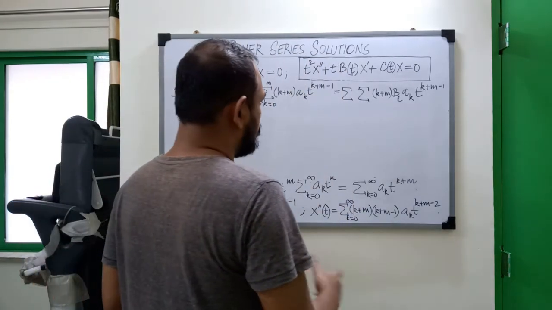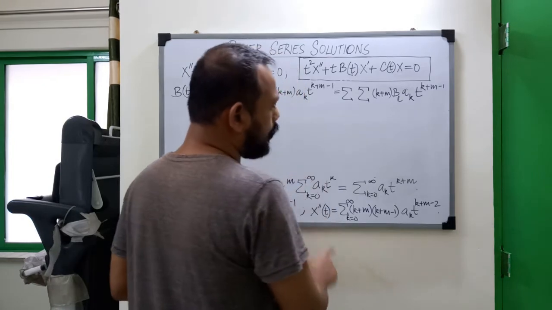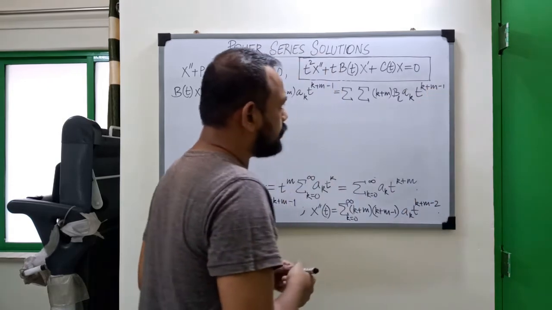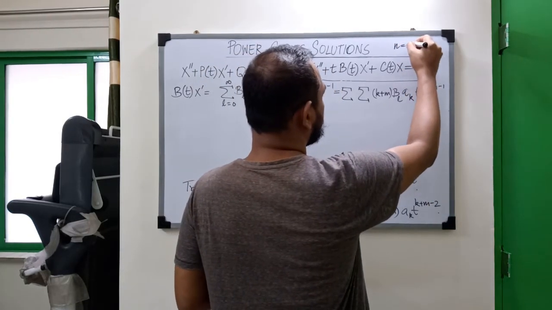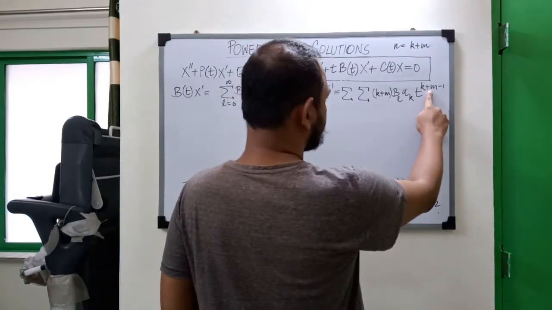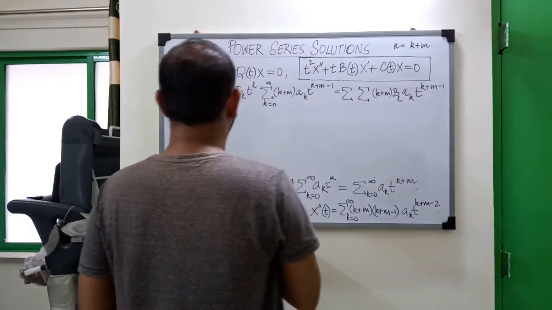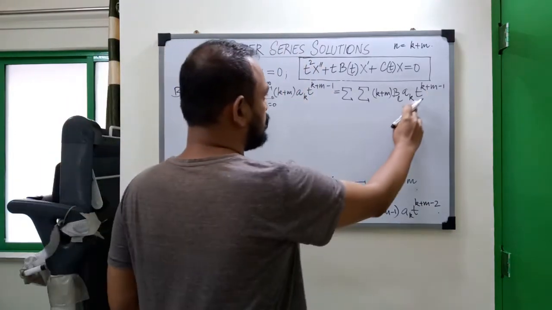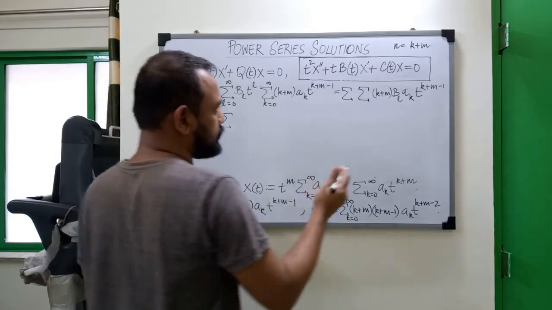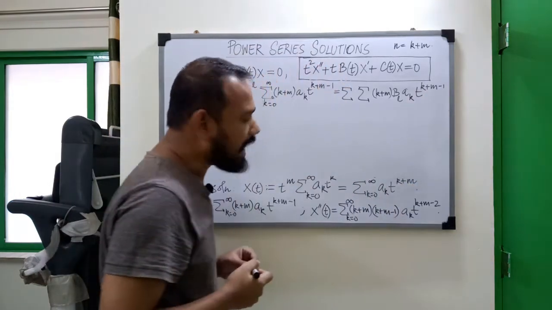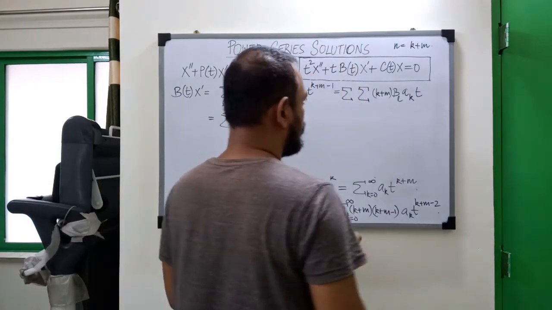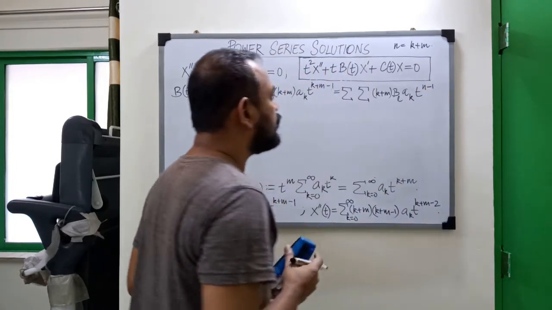Now, if you look at it, I want to call k plus m by a name. I want to call it n. Let me call n to be k plus m, okay. Then, if I write this as n, then this becomes what? k plus m is n. So you have an n minus 1 over there, okay.